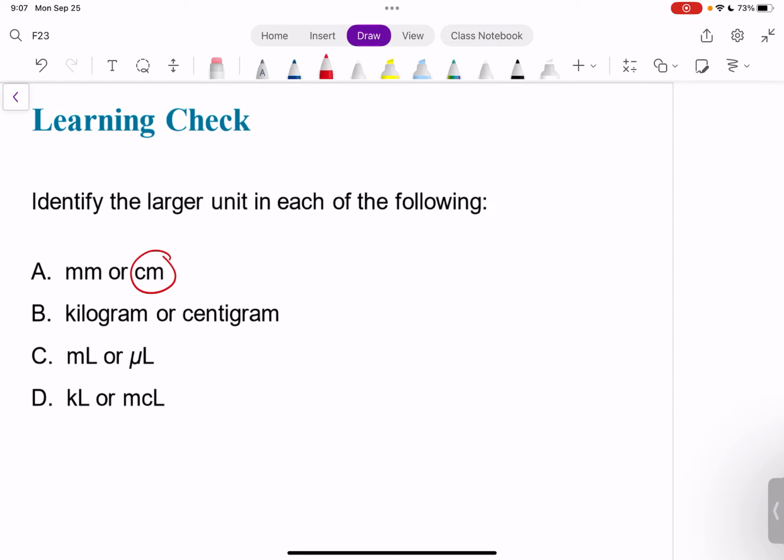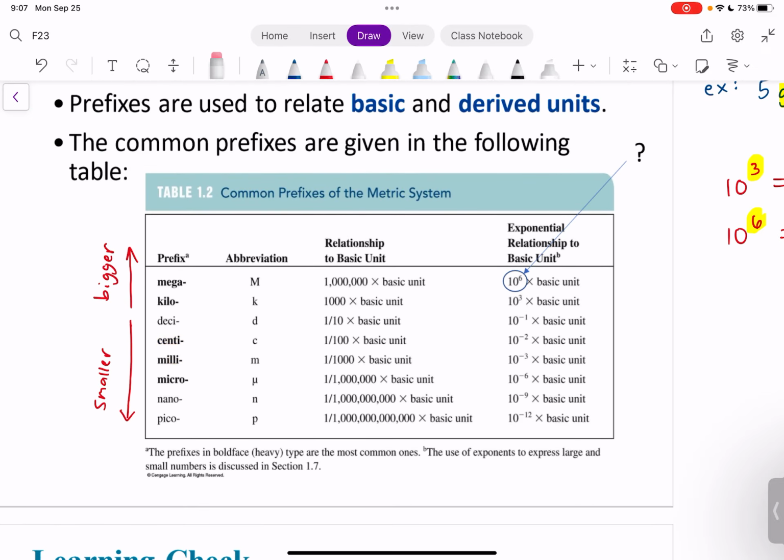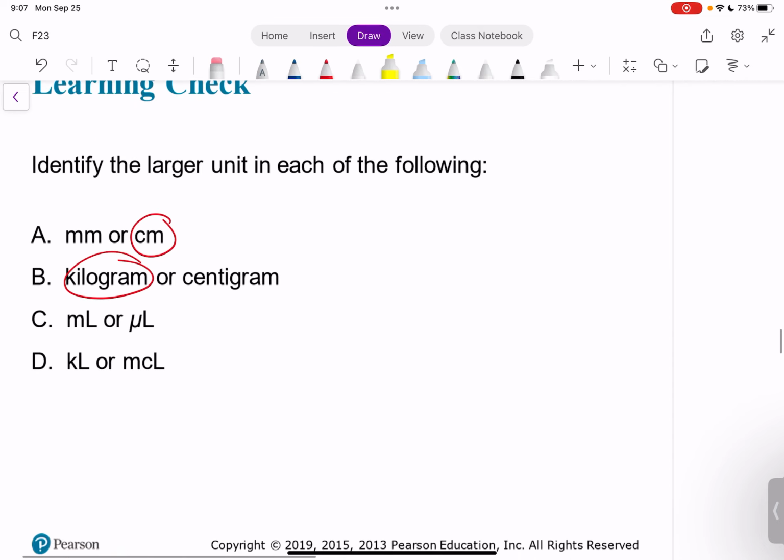What about kilograms versus centigrams? Yeah, kilograms, a lot larger actually. Let's look at kilograms here. Kilograms are up here and centigrams are down here. So kilograms are a lot larger than even just our base unit, and centigrams are really small, so kilograms are much, much larger. What about milliliters, or what's this one? Yeah, that one's microliters. So microliters are smaller than milliliters.